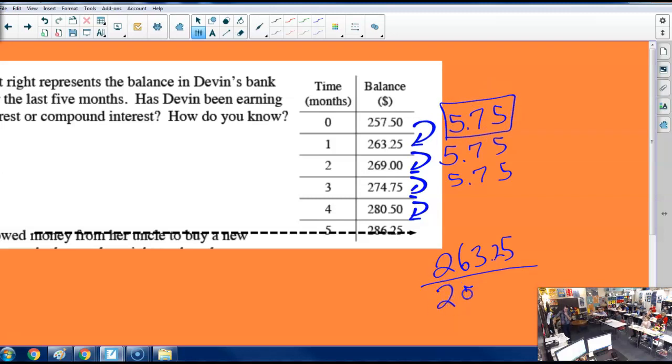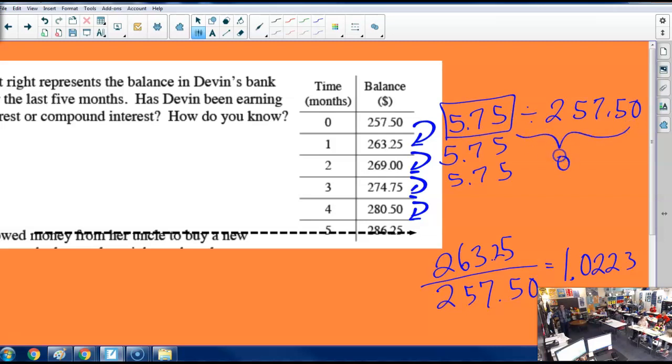What if, so I need somebody over here do 263.25 divided by 257.50. Somebody over here do 575 divided by 257.50. 1.02. 1.02. Yes, 0.022330097. I said.